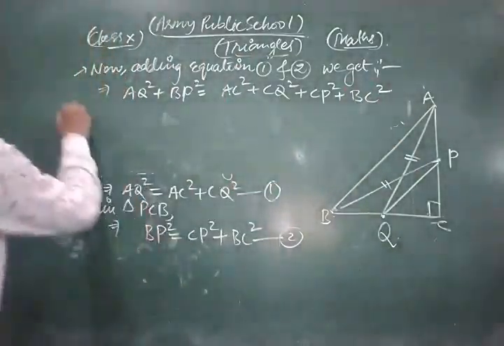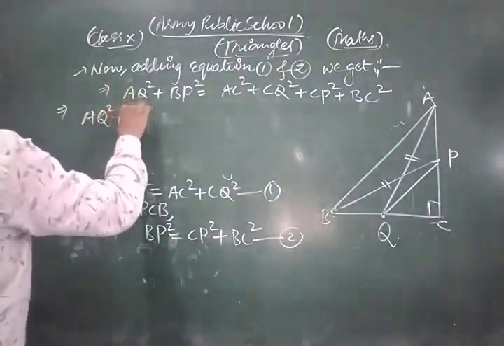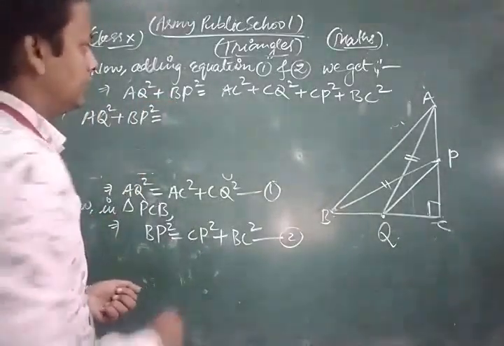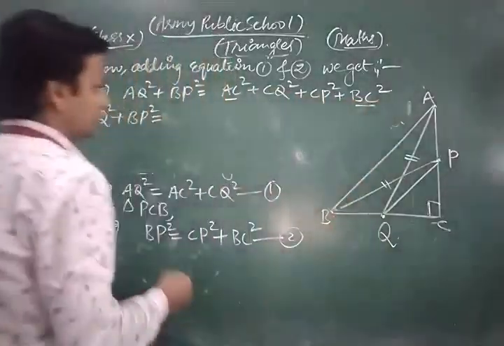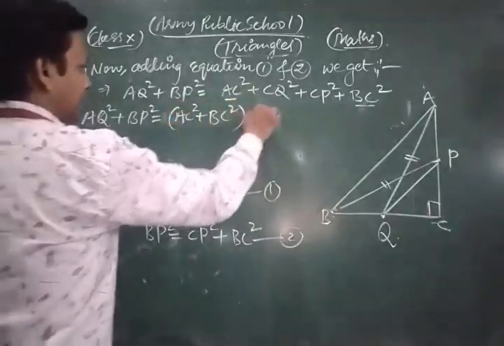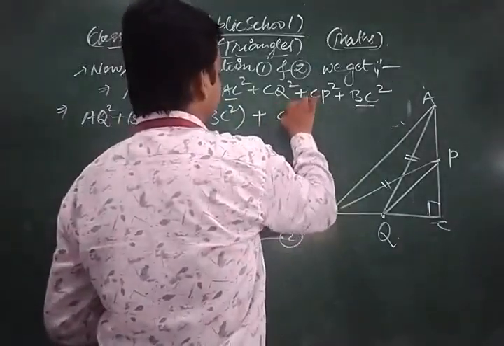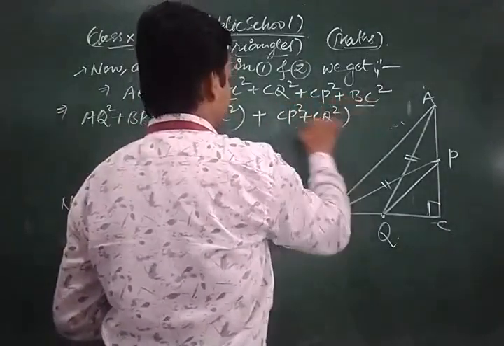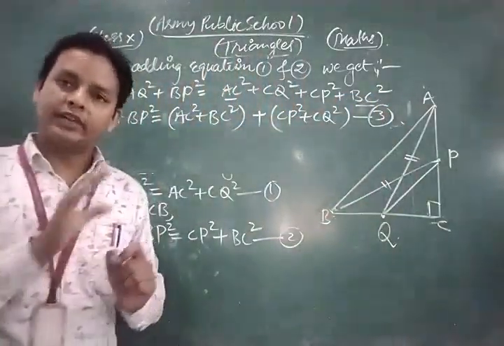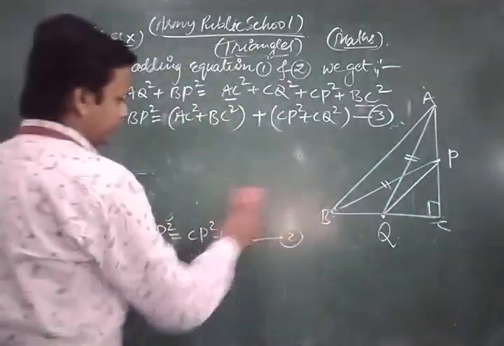Now look, we arrange properly: AQ square plus BP square is equal to AC square and BC square taken together, plus CP square and CQ square taken together. We take this as equation number 3. Means we add equations 1 and 2, and in this way we get equation number 3. Now look again at the figure.